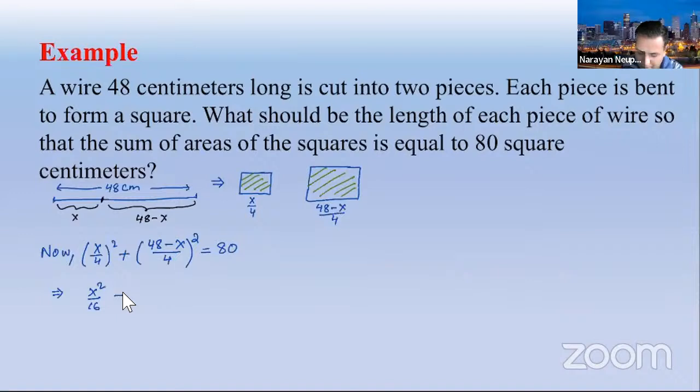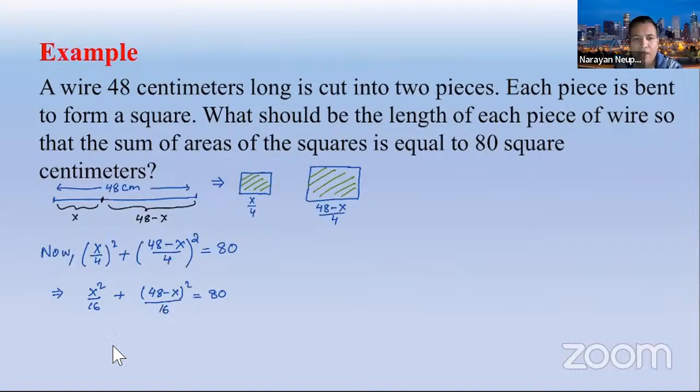Then plus, here in the second one, when you square the numerator, it will be 48 minus x quantity squared. And in the denominator, you have 4 squared, which is 16, equal to, on the right-hand side, 80. One more time, this is the equation with the fraction.